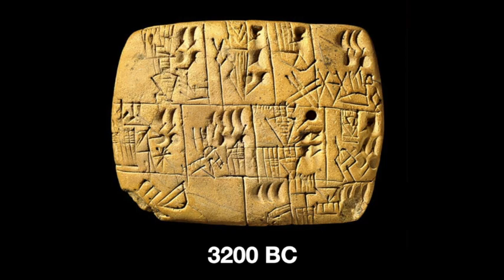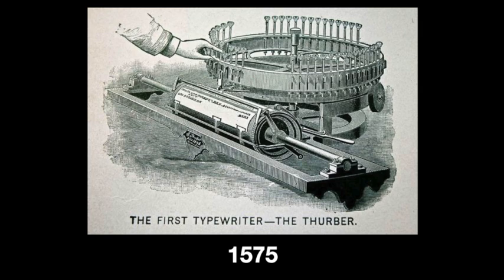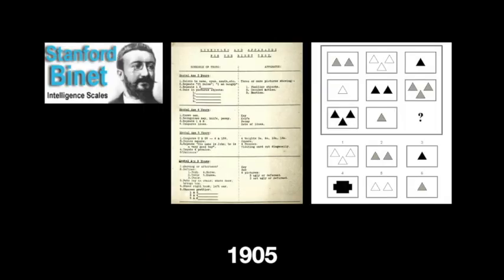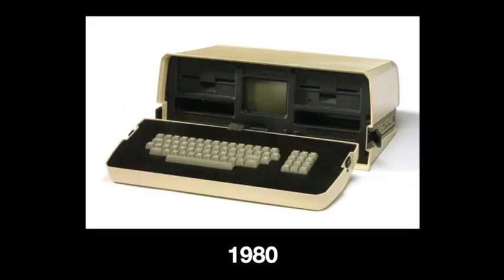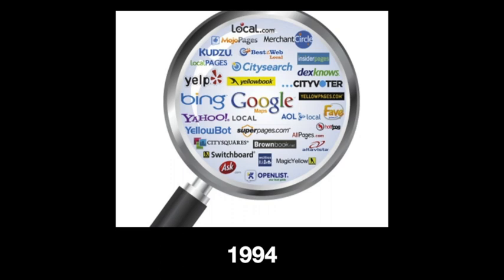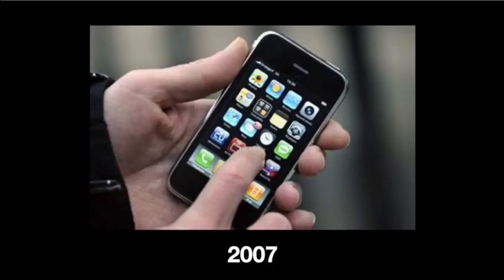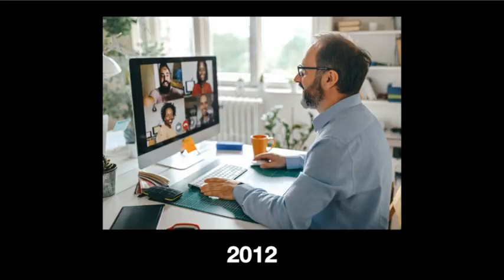3200 BC, writing. 1234, printing press. 1575, typewriter. 1885, spaced repetition protocol. 1905, adaptive testing. 1930, item frequency analysis. 1980, personal computer. 1989, free World Wide Web. 1994, free search engines. 2005, free social media. 2007, smartphones. 2008, item difficulty analysis. And 2012, free online meeting software.